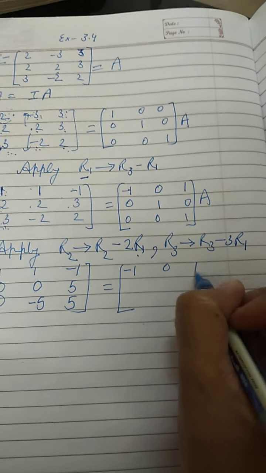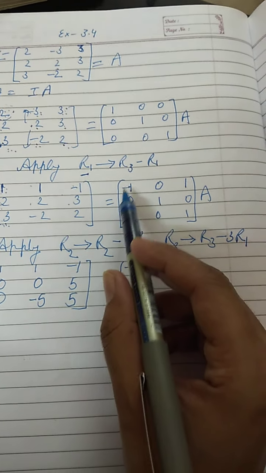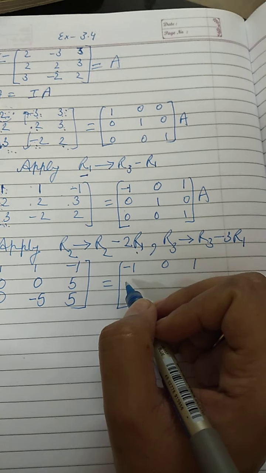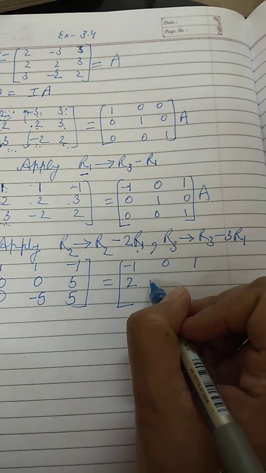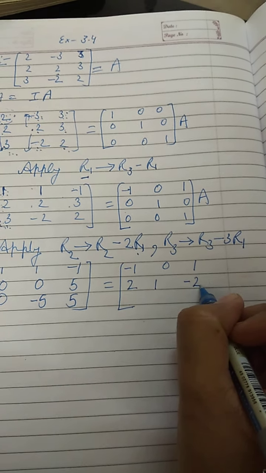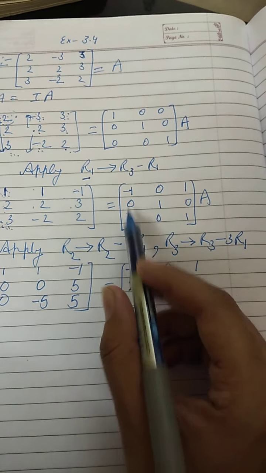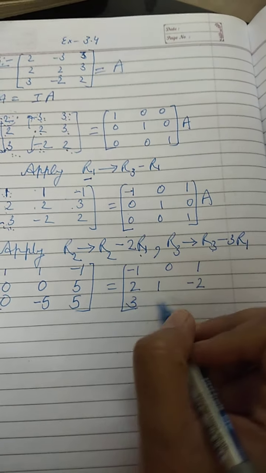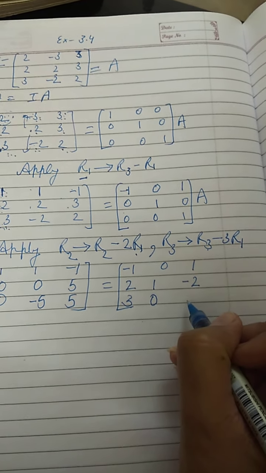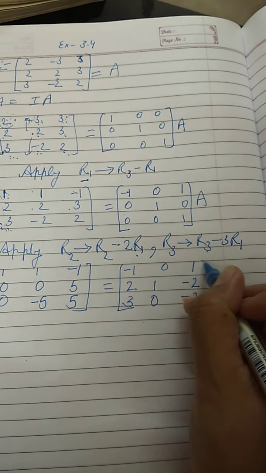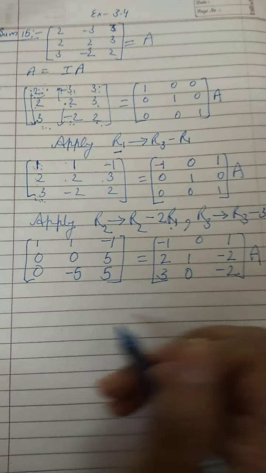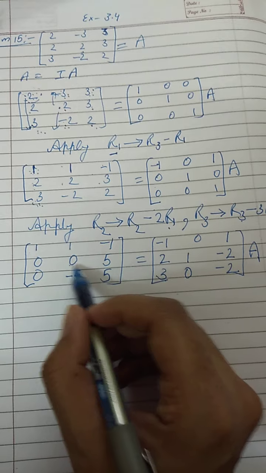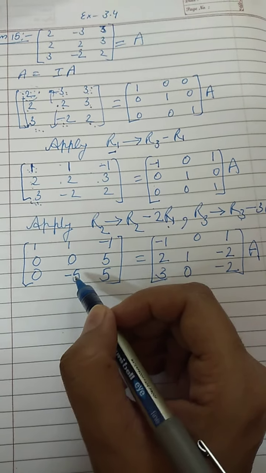There is no change in R1, but second row R2 minus 2 times R1, so 0 minus 2 times minus 1 will give you 2. This will remain 1 only. Here you will get minus 2. Similarly R3 minus 3 times R1, so 0 minus 3 times minus 1 will give you 3. 0 minus 0 will remain 0, and 1 minus 3 will give you minus 2, and here it will remain A. So zeros are there. No doubt here we have 0. We don't need 0 here. We can change it accordingly.